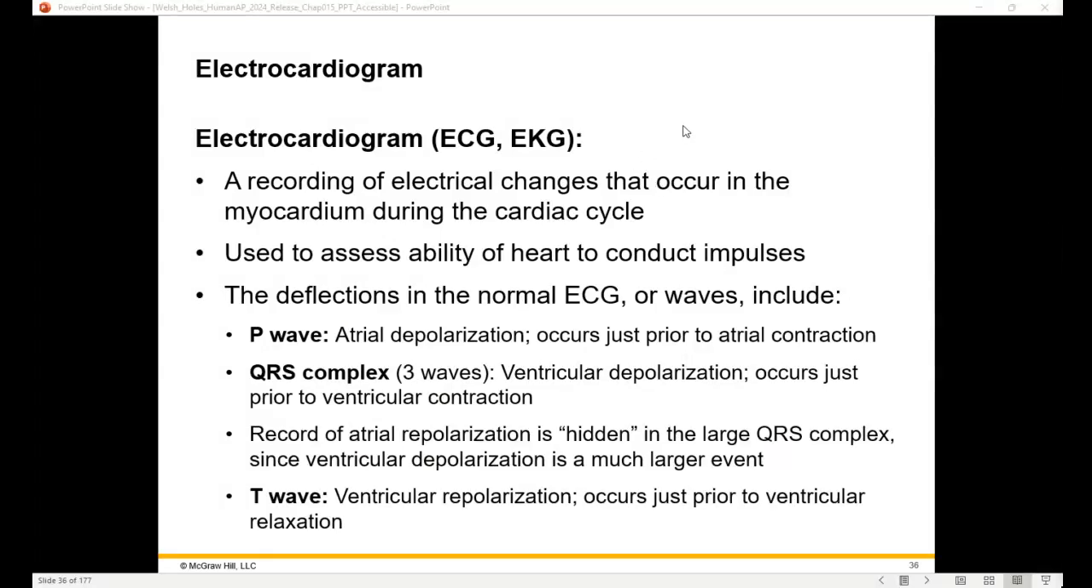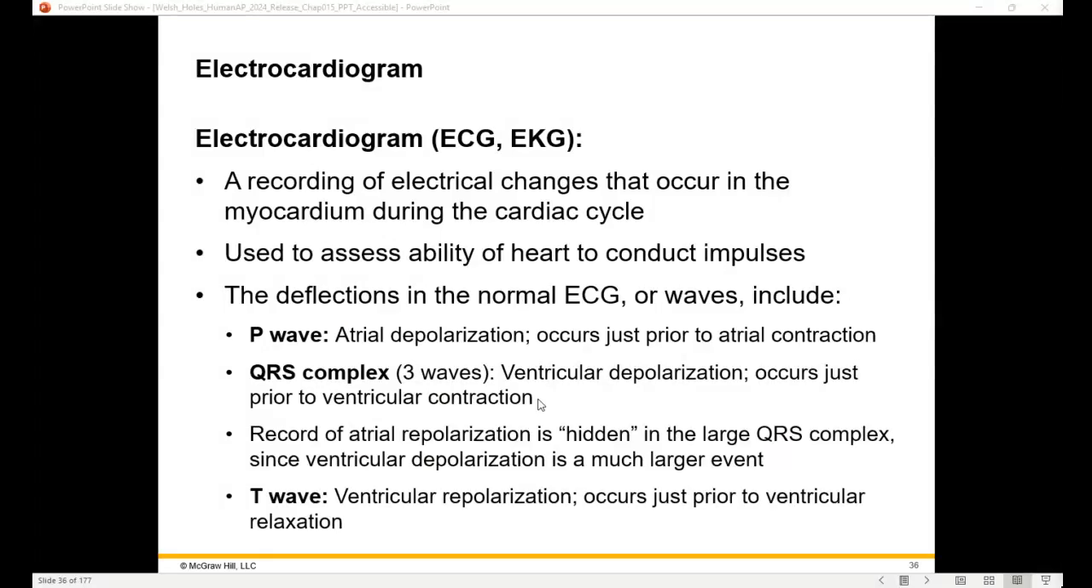Okay, we can make use of electrocardiograms, which you can simplify as ECG or EKG. It's a recording of electrical changes that occur in the myocardium during the cardiac cycle. It's used to assess the ability of the heart to conduct impulses. The deflections in the normal ECG, or waves, include a P wave. So this is when we have atrial depolarization that occurs just prior to atrial contraction.